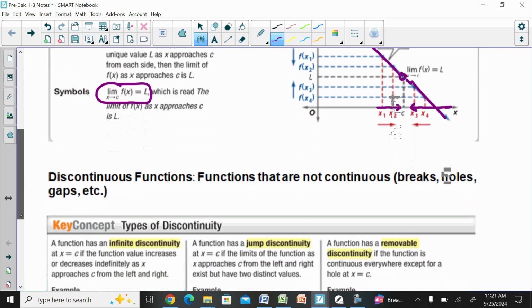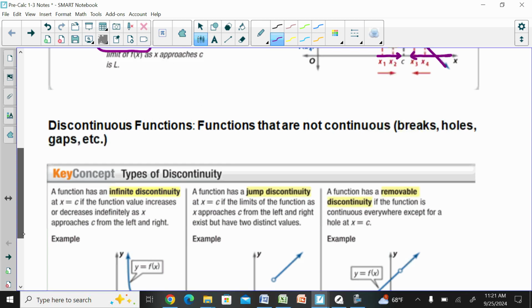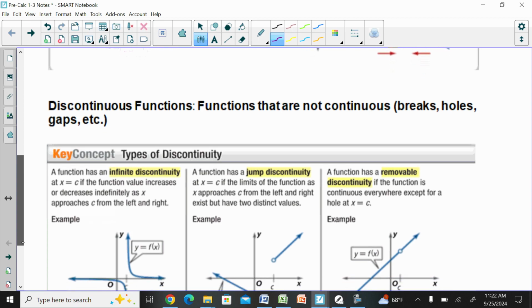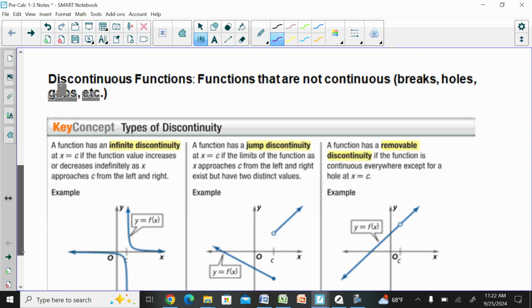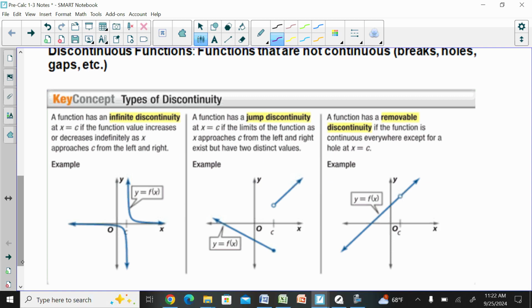All right, discontinuous functions. So these are the ones we talked about that have gaps. So these are not continuous. It's the opposite of continuous functions. They actually have some breaks or holes or gaps or some other reason why they're not continuous. You can't trace this with a pencil. Okay, and then we have different types of discontinuity. These are the most common types of discontinuity. You've got infinite, you've got jump discontinuity, and removable discontinuity.